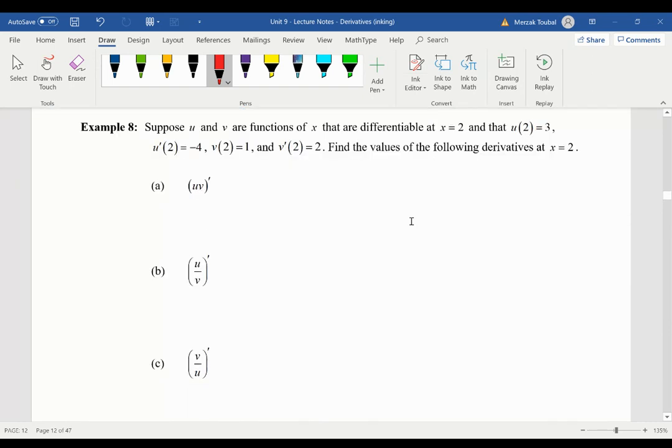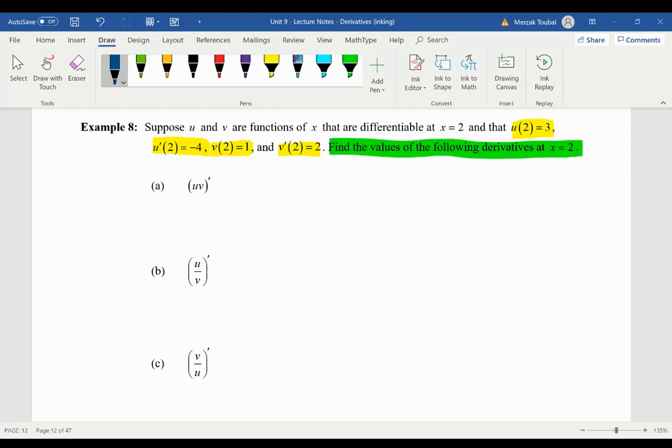Example 8. The question says, suppose u and v are functions of x that are differentiable at x equals 2 and that u of 2 equals 3, u prime of 2 is negative 4, v of 2 is 1, v prime of 2. So it's this bunch of information. We're going to use it to answer parts A, B, and C. The question says, find the values of the following derivatives at x equals 2.